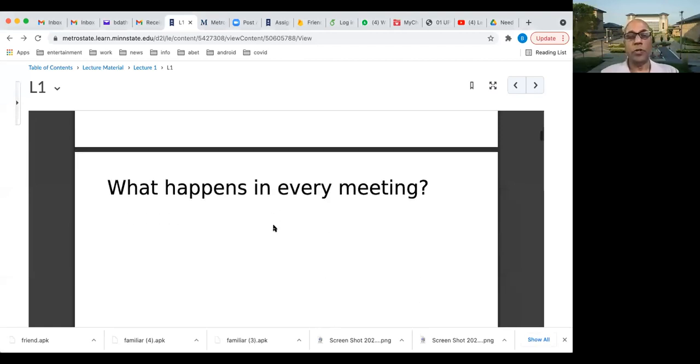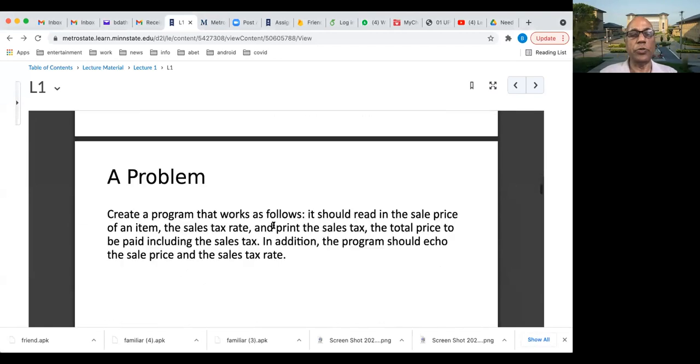Oops. Okay. All right. Let me share this. This is actually the PowerPoint presentation. The challenge is to find the right window from the Zoom. What is it? Oh, here. All right. Okay, I'm just showing you.